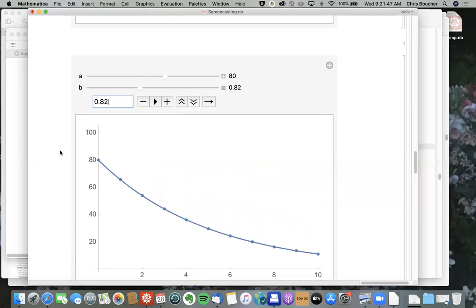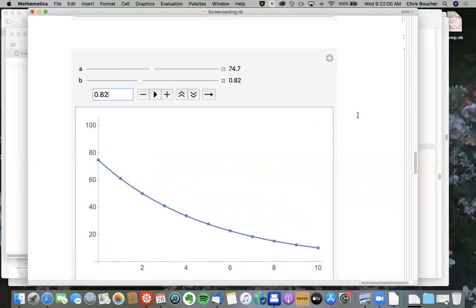And the initial value, again, is the y-intercept over here. If I move this up, the curve comes up. If I move this down, the curve goes down, right? If you start with more, whether you're growing or shrinking, you'll end up with more. And if you start with less, you'll end up with less.